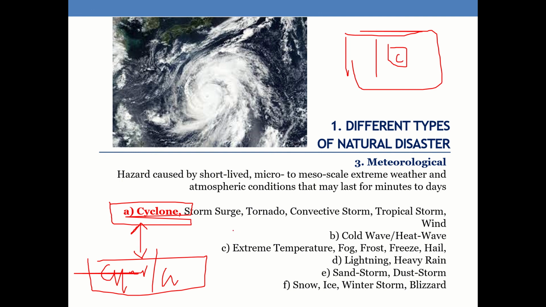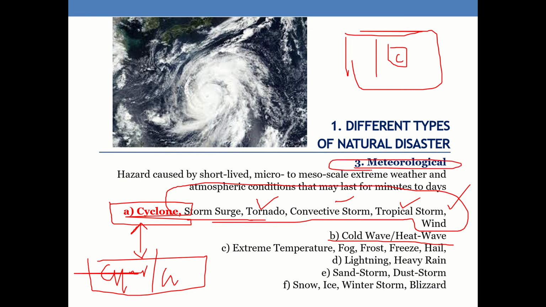So the first type is cyclone, storm surge. There are different words for it. We will see what tornadoes, tropical cyclones, and convective storms are. How do we define them, and what is the difference? All that we will try to understand in later stages. Under meteorological disaster, we can also discuss cold waves and heat waves.